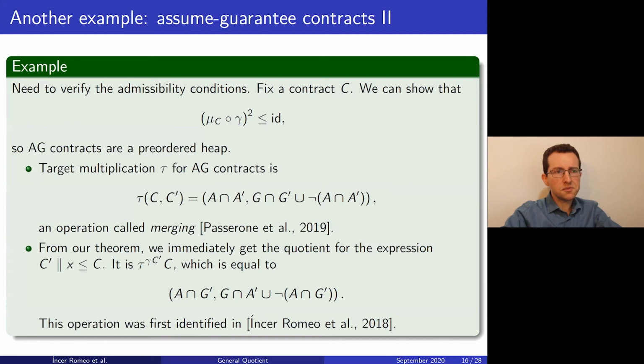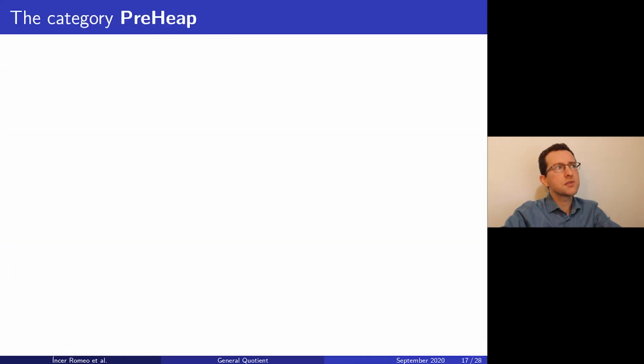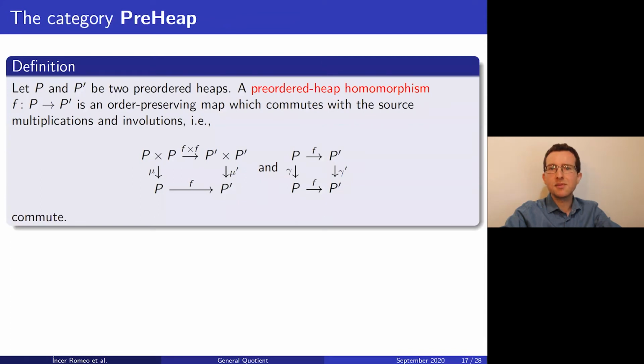Preorder heaps, we know what they are. What we are going to consider now is whether we can have maps between various preorder heaps. And this is something that will allow us to build a category of preorder heaps. So first, let's look at a map between preorder heaps. Let P and P prime be two preorder heaps. A preorder heap homomorphism is a function between P and P prime, which is monotonic, and which respects the multiplication and the involution of the two preorder heaps. In other words, it commutes with the multiplication and the involution.